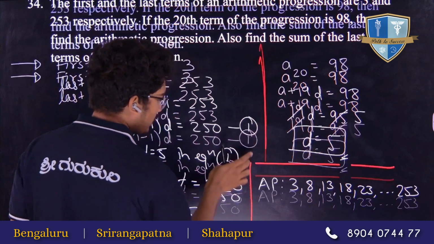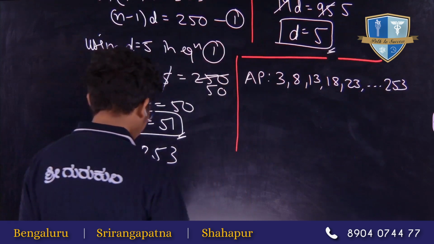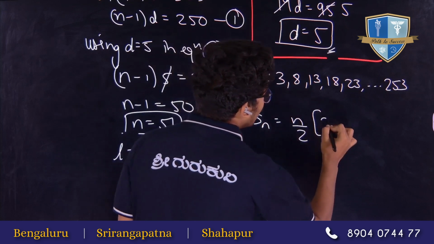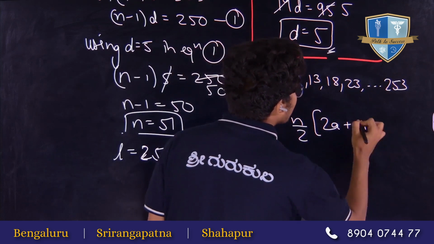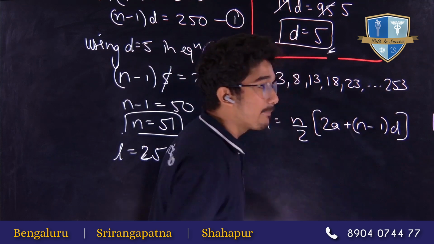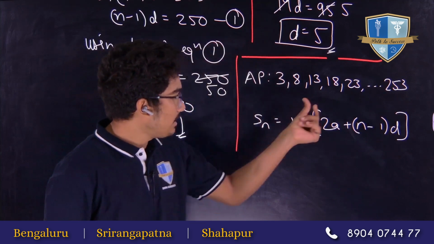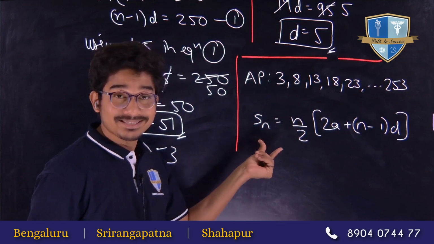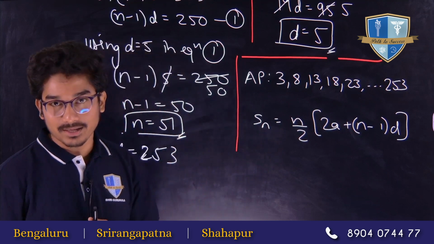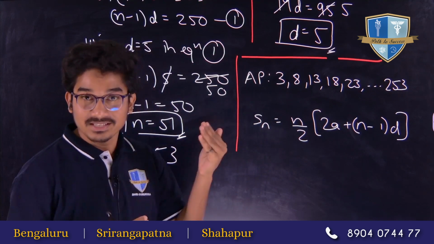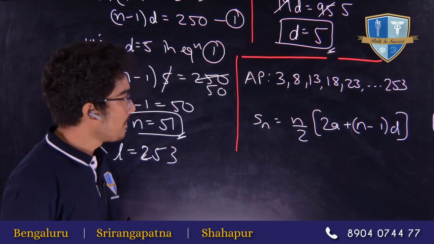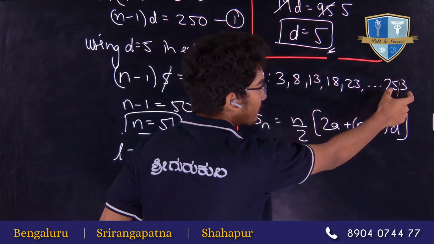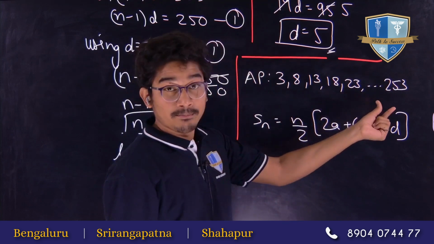But we know the formula. We know one formula, that is Sn, which is n upon 2 into (2a plus (n minus 1) times d). But we can't apply this formula directly because we are supposed to find the last 10 terms, correct? This formula is to find the sum of the first n terms, correct? So if we were supposed to find the first 10 terms, then we can use this formula directly. So how can we use this formula? If we reverse this AP, meaning starting from here, the common difference will be minus 5 this time.